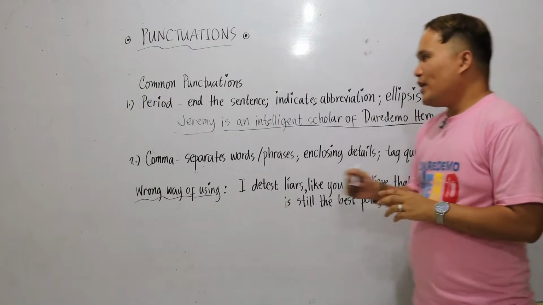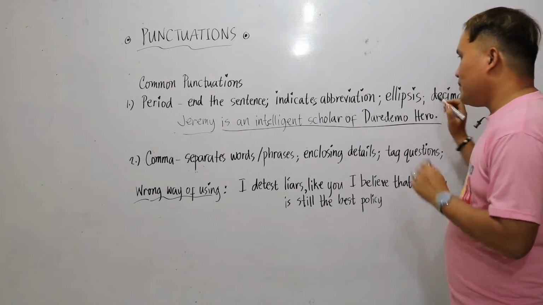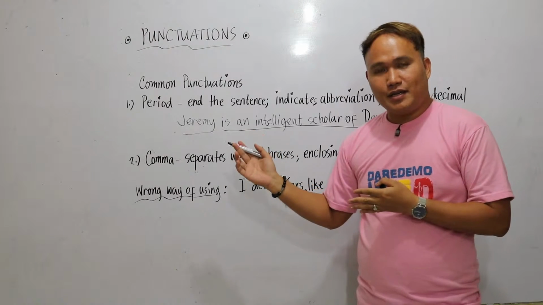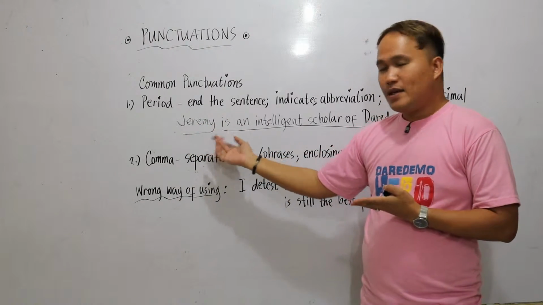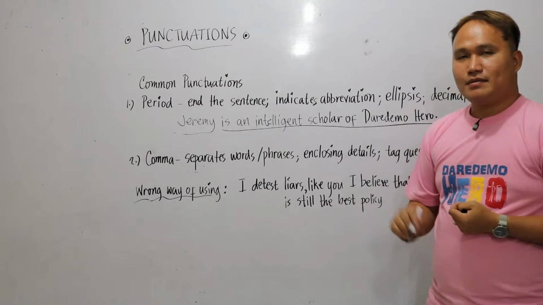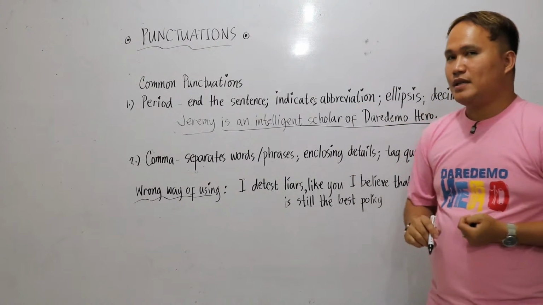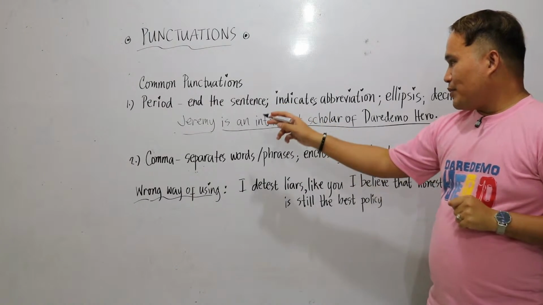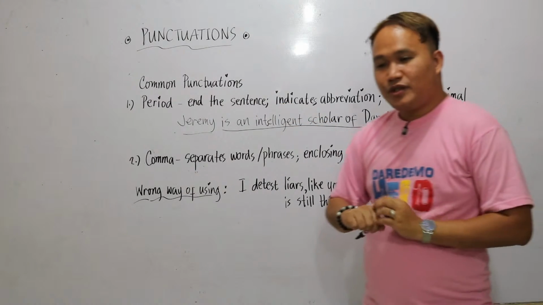So we need to put an end to this sentence because it's a good sentence, since it has a subject and a predicate. You have to put an end to that idea or thought in that sentence. All right. A period also indicates abbreviation, as we all know.